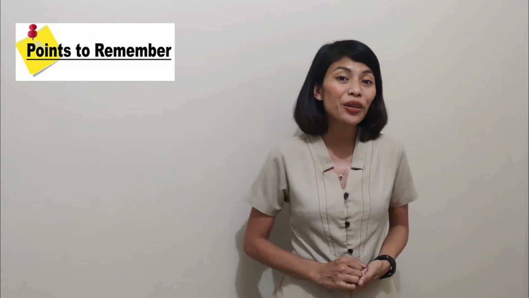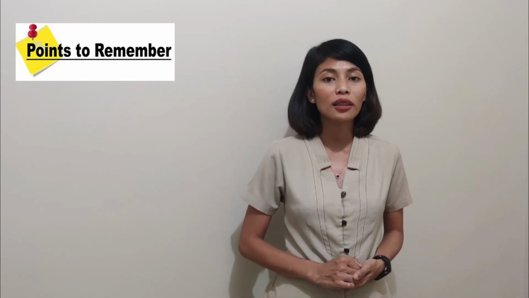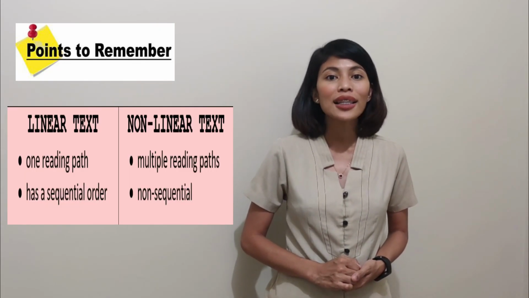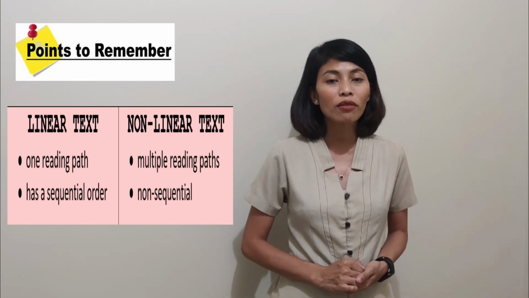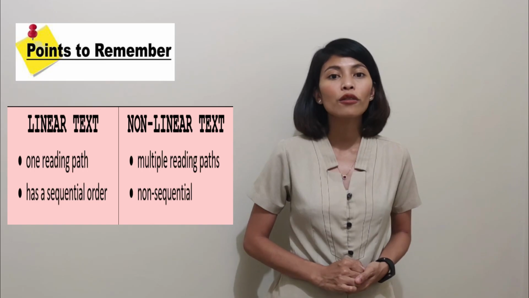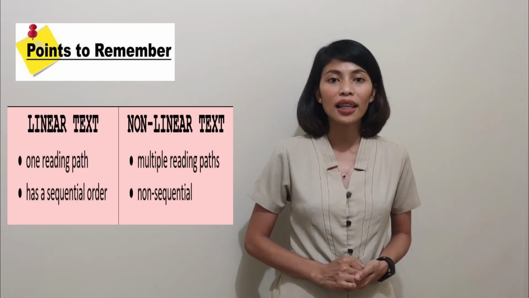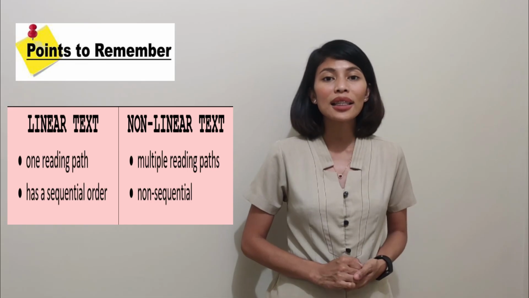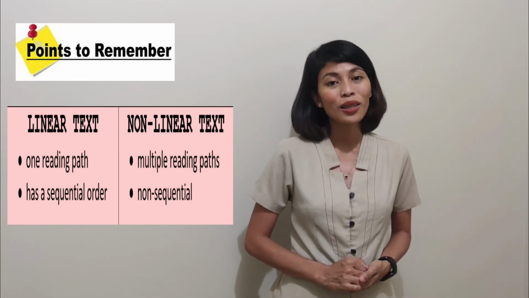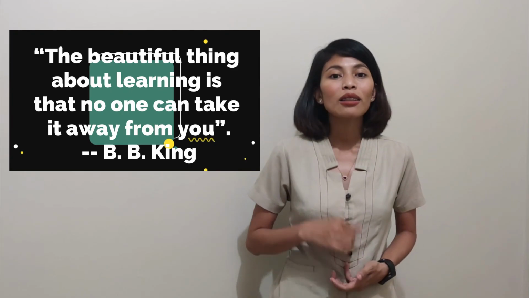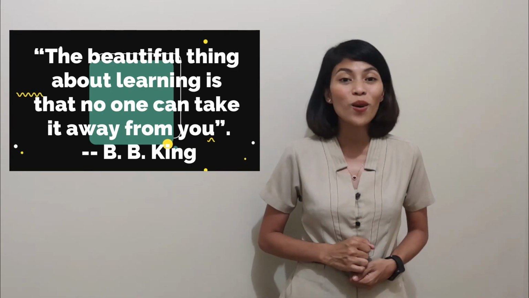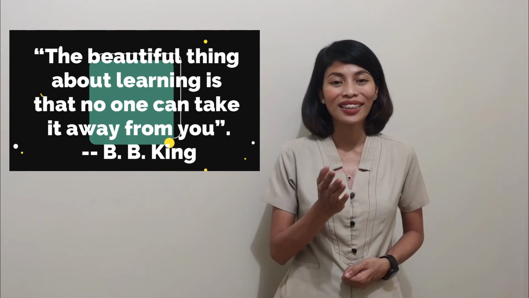Once again, let us be reminded that the difference between linear and nonlinear text mainly depends on the reading paths. Since linear texts have sequential order, they have only one reading path. Conversely, nonlinear texts have multiple reading paths since they are non-sequential. Before we end this lesson, let me leave you with this quotation from B.B. King. The beautiful thing about learning is that no one can take that away from you.